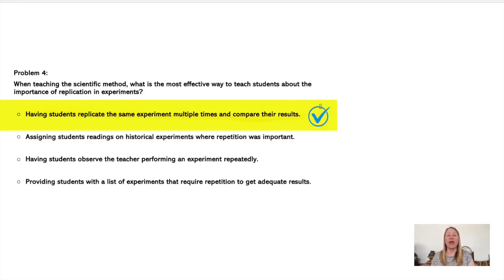The correct answer is having students replicate the same experiment multiple times. This helps them understand the importance of replication in the scientific method. It allows students to see firsthand the potential variability in results and the need for repeated testing for validation.